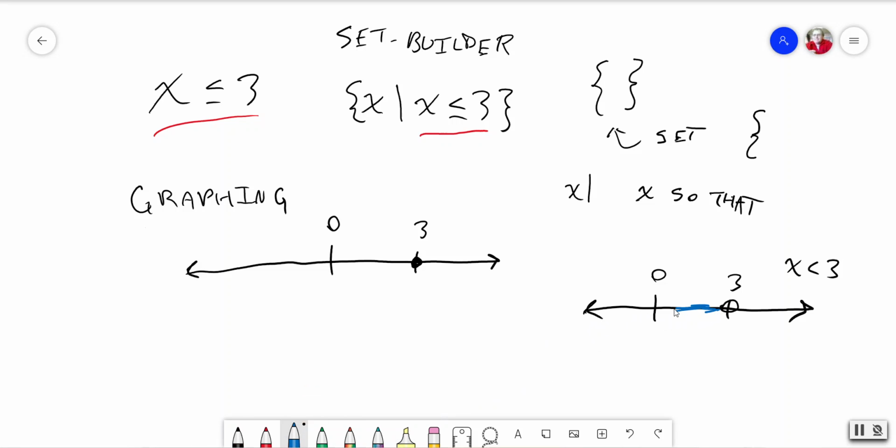So you're going downward. And in fact, the direction your inequality sign points, as long as x is on the left, is the same as the direction of the arrow. So that's pretty easy to do.